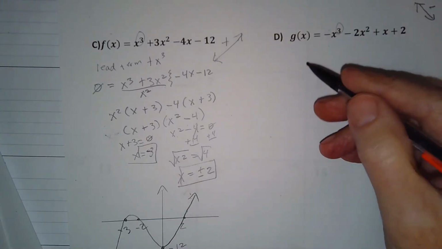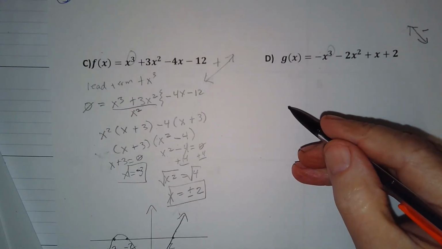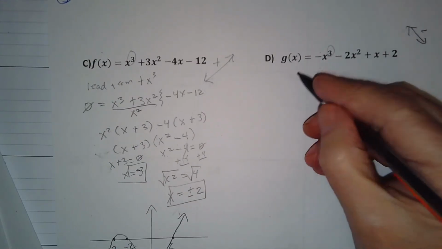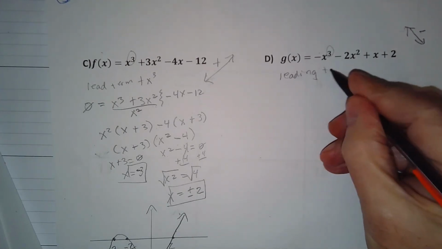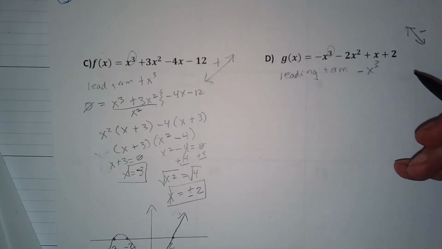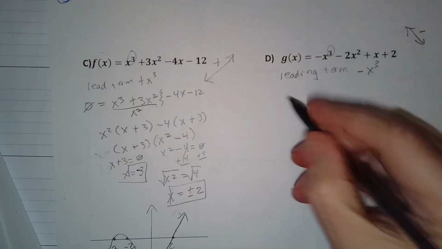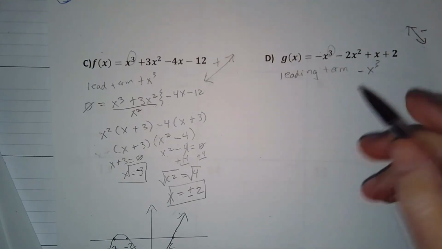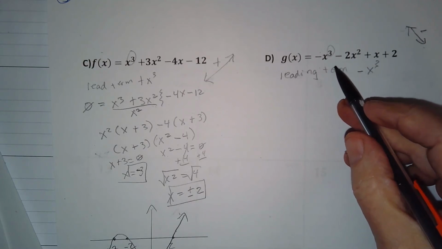Now we're going to do the last one. So the leading term is negative x cubed. Okay, so the graph, as we said, is going to go down. Is there anything I can divide out of this first? Any GCF?